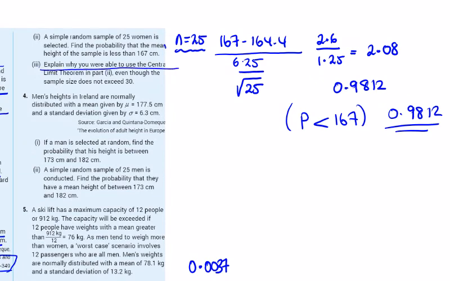Explain why you were able to use the central limit theorem in part 2, even though the sample size does not exceed 30. Well, we could say we were able to use the central limit theorem because the underlying population is normally distributed. And actually, it doesn't matter, but in this case, that's how you'd answer this question.